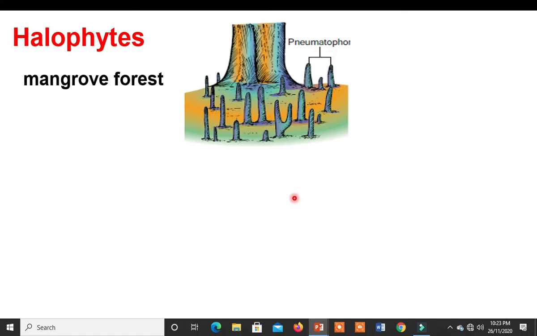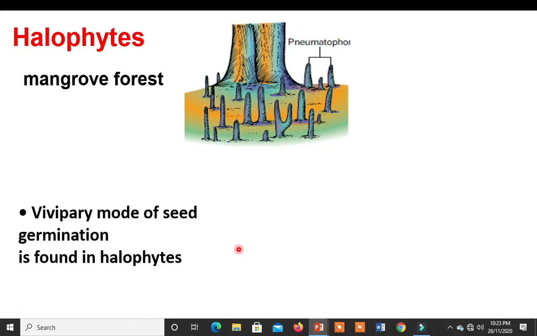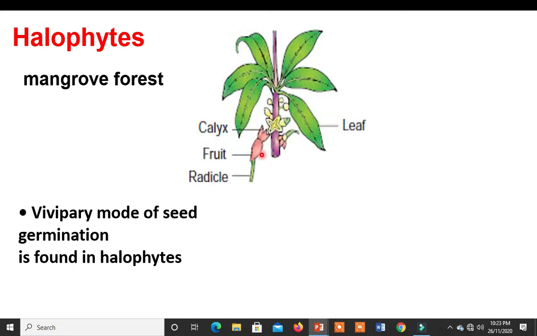When the seeds fall on the salty water, the seeds do not germinate. So they have a special kind of seed germination. Halophytes have the vivipary mode of seed germination. The seed germination takes place when the seed remains inside the fruit. Before the fruit falls down, the germination takes place. The germination of seed takes place when the fruit remains attached to the mother plant.